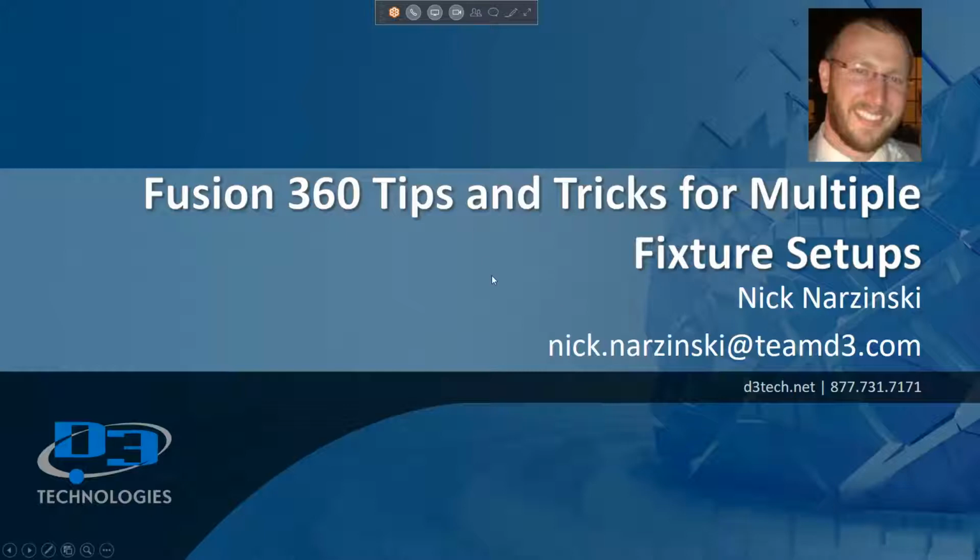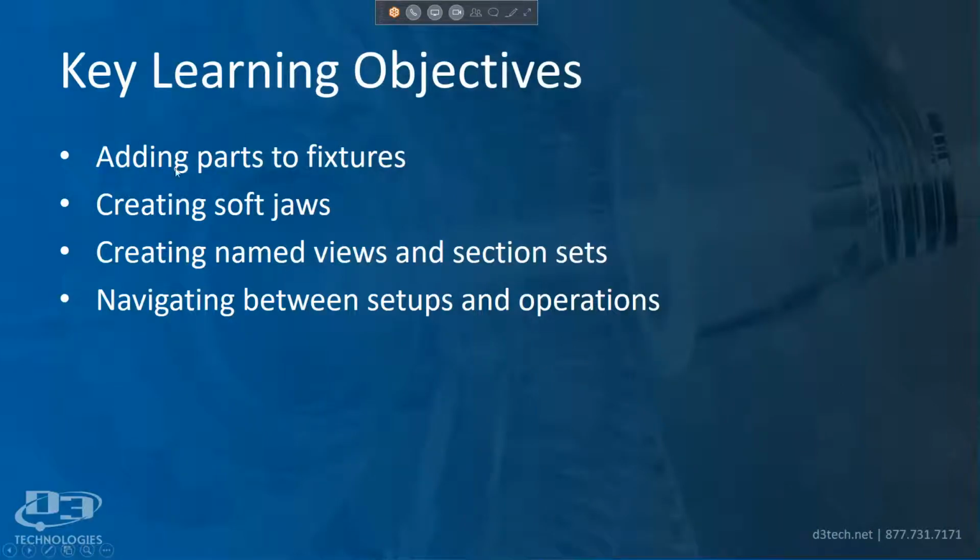So let's go through these slides real quick. Our key learning objectives: we're going to be adding parts to fixtures. So we'll show how to take a simple part file, add the fixture, and create soft jaws within there. Then we create named views and section sets on that, and then show how to navigate between all of these when you're going back and forth between your model and your setups or your simulation.